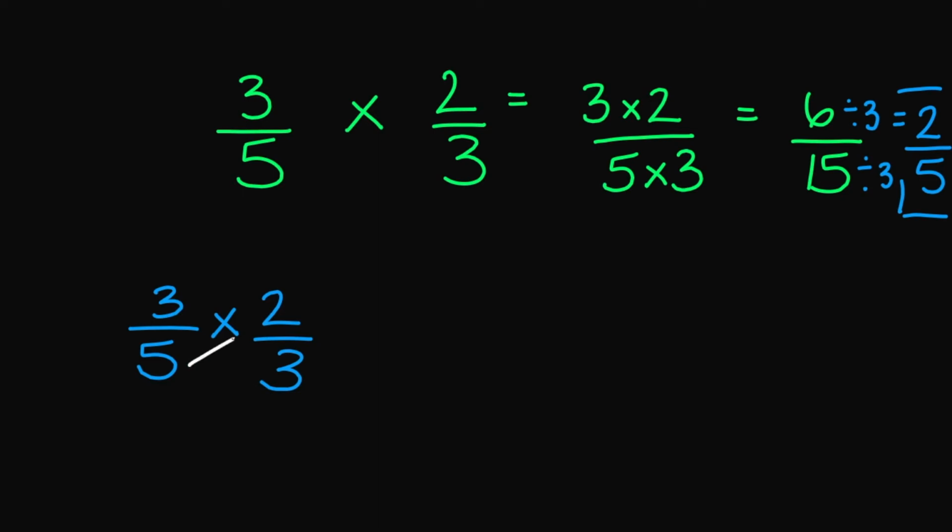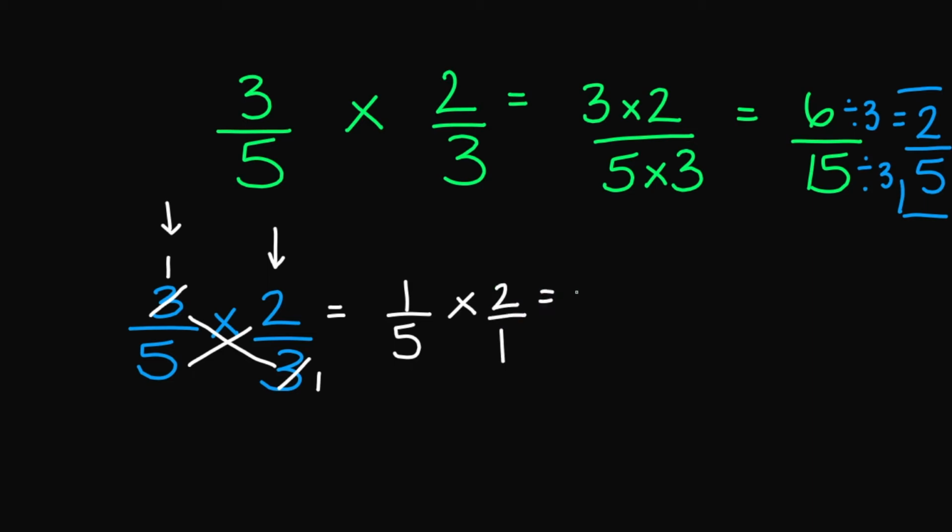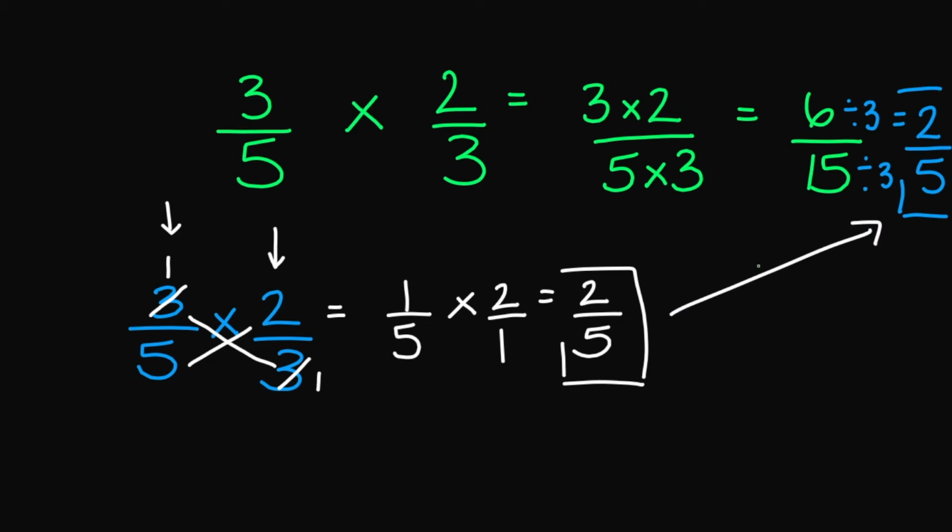5 and 2 do not have any common factors. However, my 3 and 3 do have common factors. 3 goes into 3 one time, and 3 also goes into 3 one time. So your fraction over here is going to look like 1 over 5, times your fraction over here, which is going to look like 2 over 1. I'm going to go ahead and multiply across. So 1 times 2 is 2, and 5 times 1 is 5. So whichever option you do, you will get the same answer.